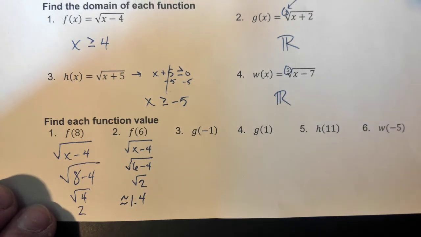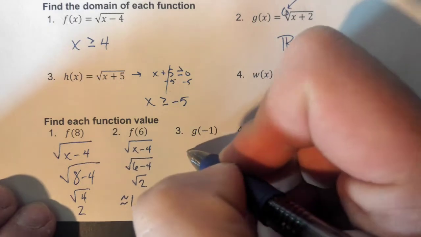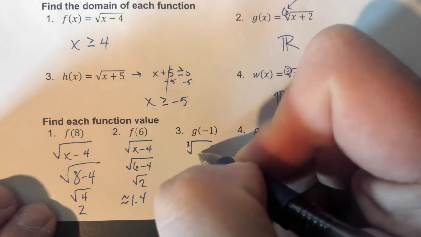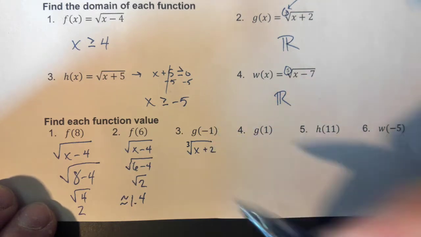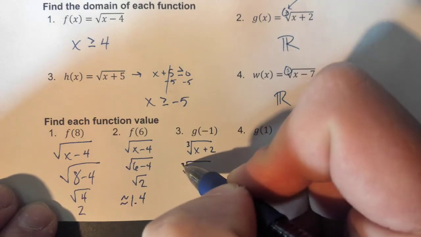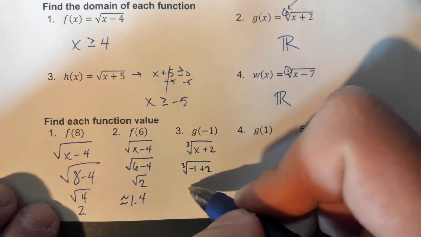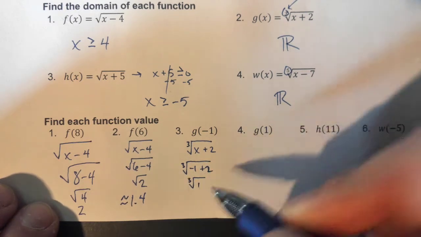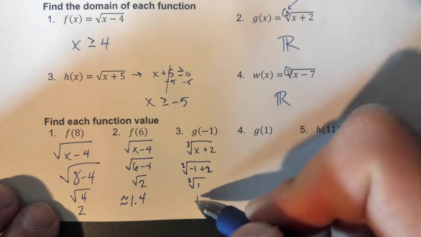Okay, number 3, they say this time we're using the g function. So my g function is the cube root of x plus 2. And they say plug in negative 1 for x this time. So that's the cube root of negative 1 plus 2. What's negative 1 plus 2? That's 1. So what's the cube root of 1? What number times itself 3 times is still 1? That is 1.